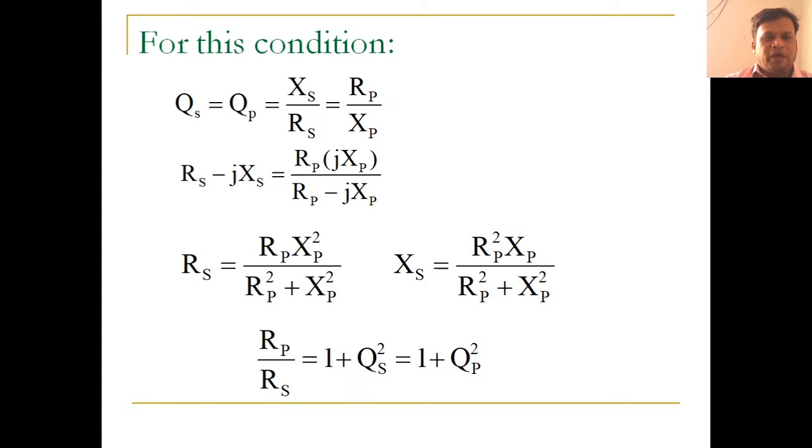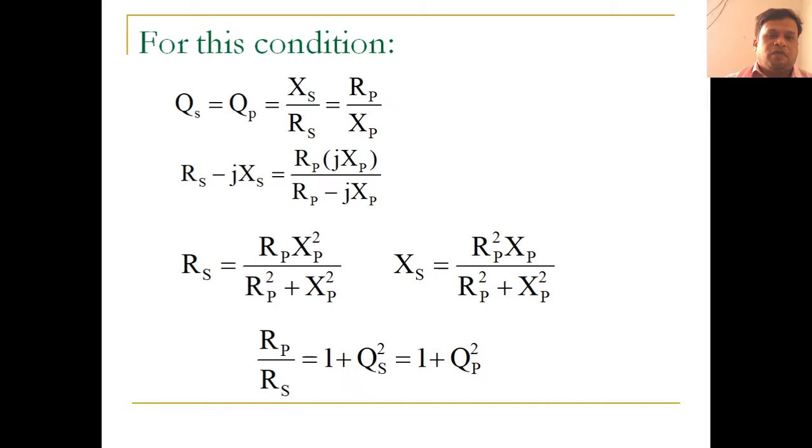So we write here Rp by Xp. If you want to write the quality factor in terms of rectangular format, Rs minus jXs is equal to Rp into jXp by Rp minus jXp. So Rs is equal to Rp into Xp square by Rp square plus Xp square, and Xs is equal to Rp square into Xp by Rp square plus Xp square.